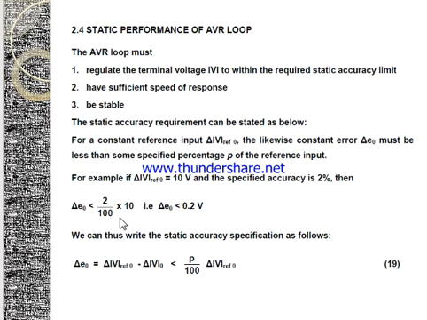The static accuracy requirement can be stated as follows: for a constant reference input, the constant error must be less than the specified percentage of the reference input. So let us consider the reference input is equal to 10 volts and the specified accuracy is 2%, then obviously the change in error should be less than 0.2 volt.